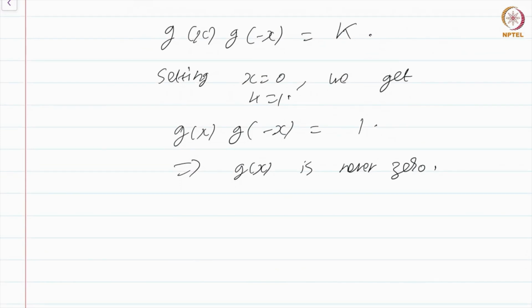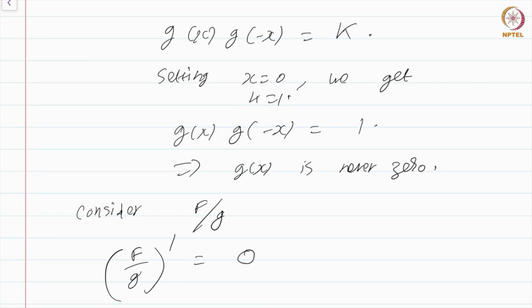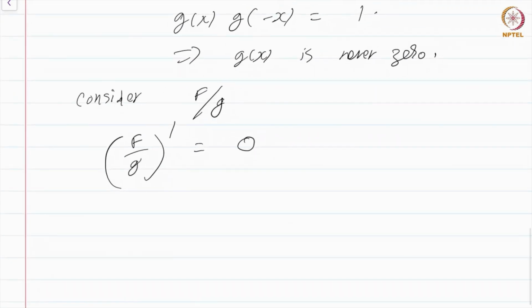So this proves the claim that any function that satisfies properties 1 and 2 is never 0. Now what we do is consider f by g. F and g are both functions that satisfy properties 1 and 2. Now differentiate f by g. I'm not going to bother doing the derivative. Just by the fact that f prime equals f and g prime equals g, you will immediately conclude that the derivative is 0, because the numerator will have fg prime minus f prime g. So this will be 0.